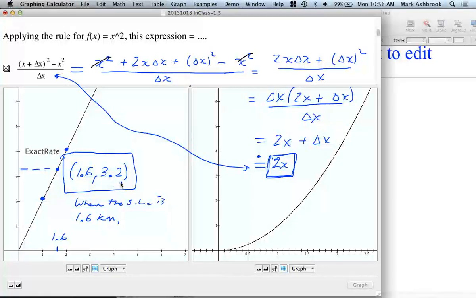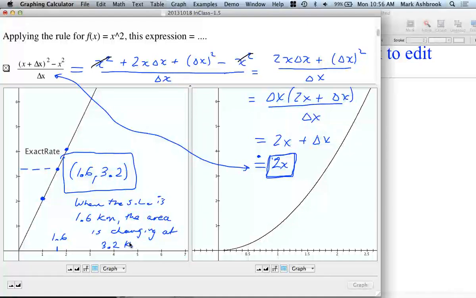Yeah, tell me your name here. Aaron. It's the exact rate of change. Exact rate of change. And so what does that mean? 3.2 is the exact rate of change. Peter. At 1.6 kilometers, the area of the square is changing at 3.2 square kilometers per kilometer. Yes, so the area is changing at 3.2.